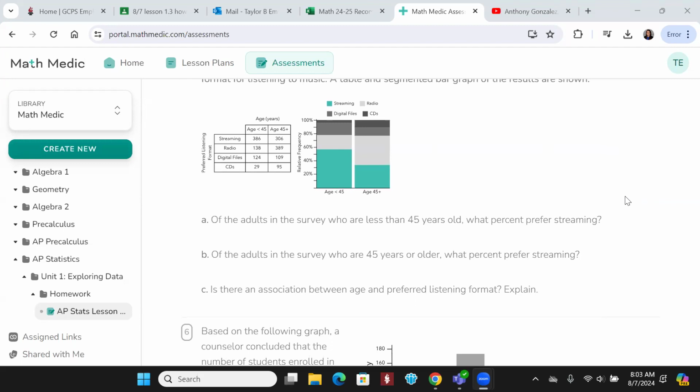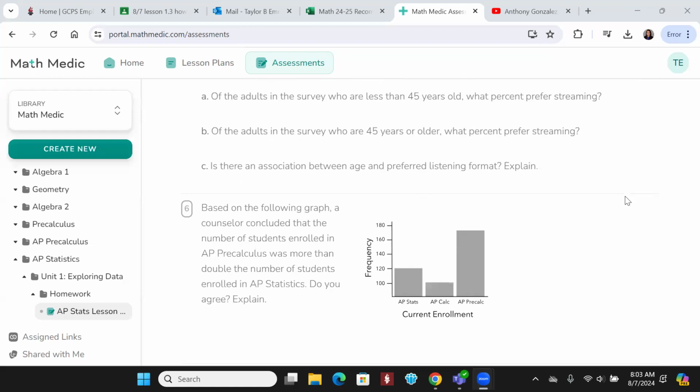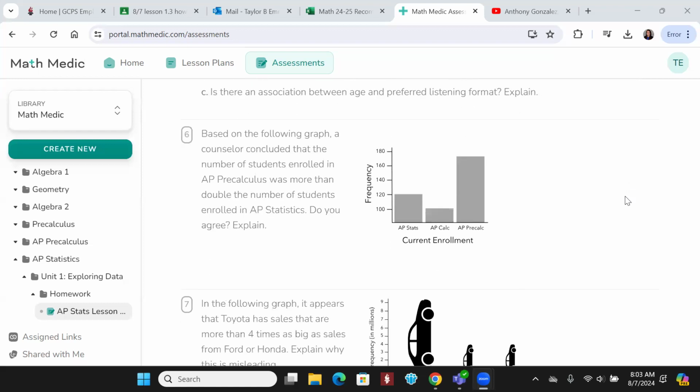Okay, I want us to get comfortable with using the terms "more likely," because we can't say it's definite. We want to say they're more likely to do this. All right, number 6.